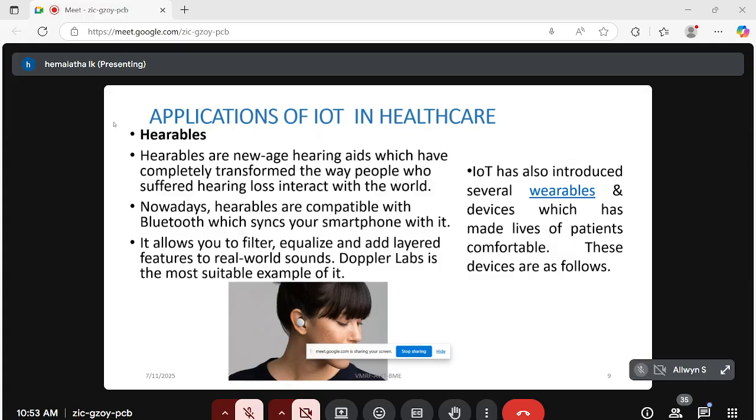So let us see a few examples of IoT in healthcare. This is used in hearables. It is a part of wearable technology where the hearing aids are now coming in very tiny size, and those hearables can collect the data, and it is synced with the smartphone through Bluetooth, and it will modify the hearing capability based on the real world sound. And this was developed by Doppler Labs, and it is the most suitable example of an IoT wearable or hearable.